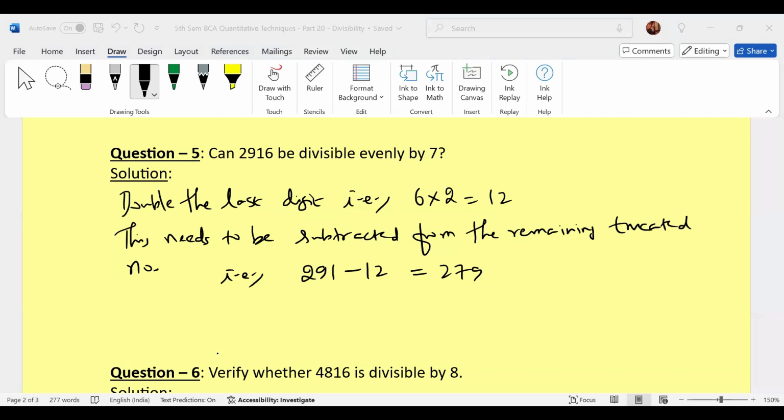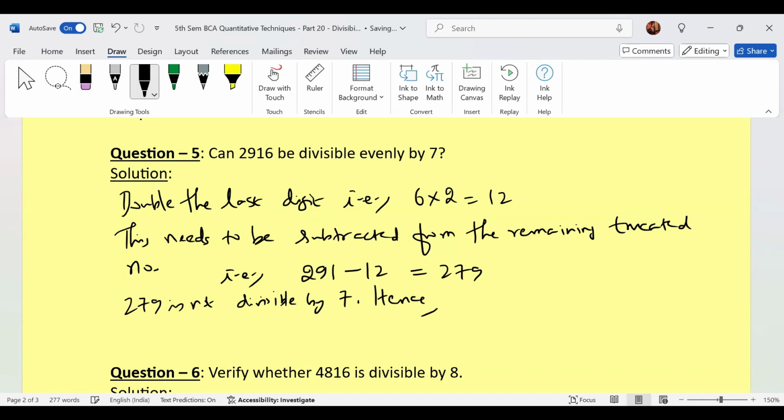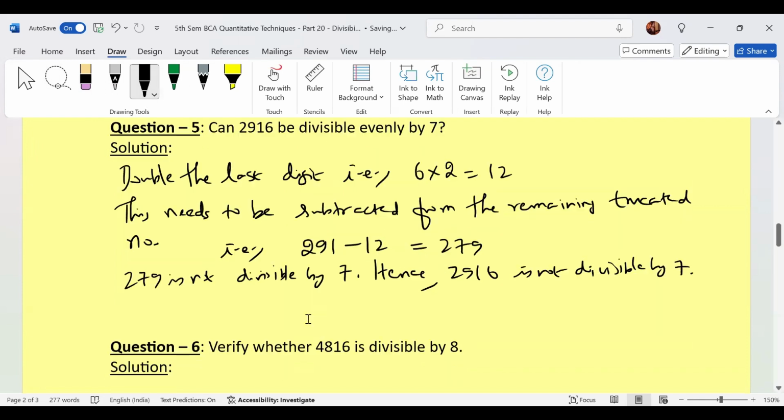Now, 279 is not divisible by 7. Hence, 2916 is not divisible by 7. So that will be the solution. Let us move on to the next.